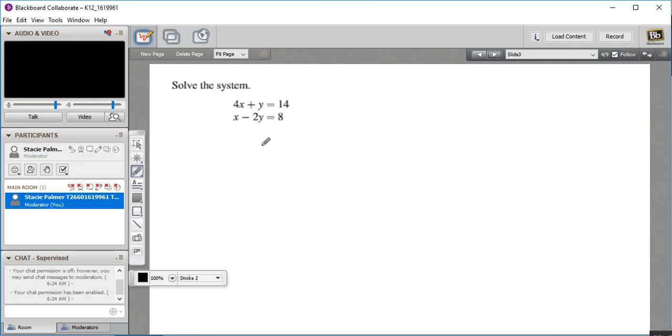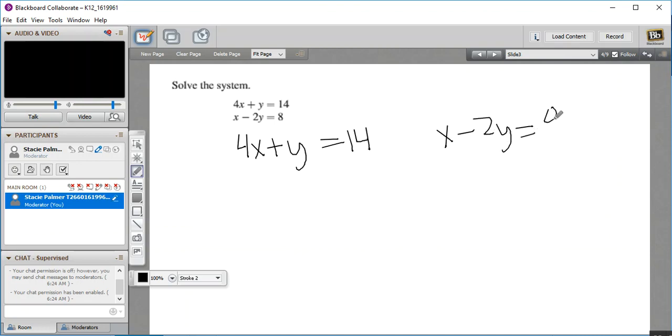Okay, so the first thing that we're going to do is we're going to write our two equations side by side. The next thing that we're going to do is we're going to solve one of the equations for one of the variables, and you get to pick. When you're doing this step, make sure you make a good choice. So take a minute and look at your two equations and pick something that will be easy to solve for.